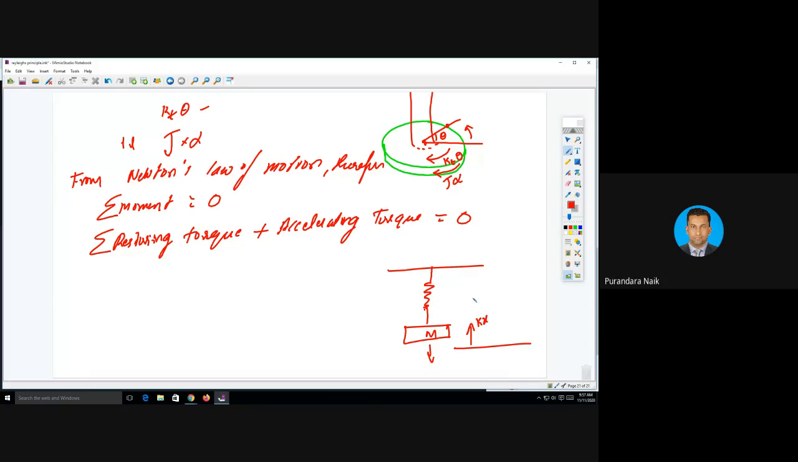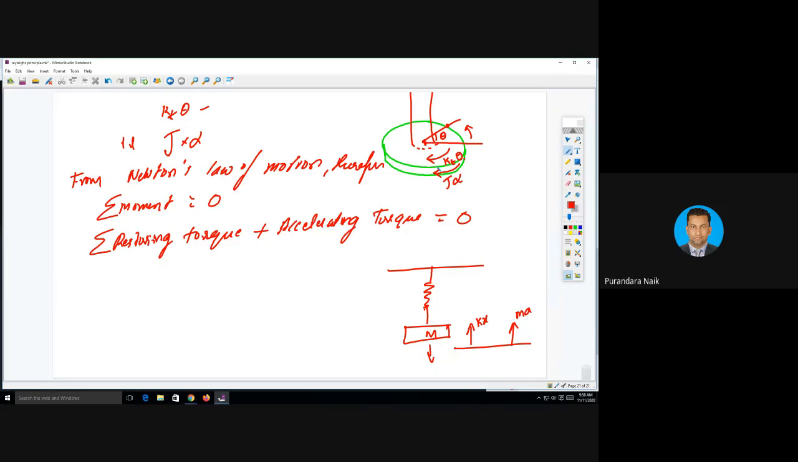It is upward. Then the accelerating force is also upward. That is M into A, correct? So here also, K_t into theta, clockwise direction. Instead of M into A, here we have J into alpha, in the same direction. Both are in the same direction.